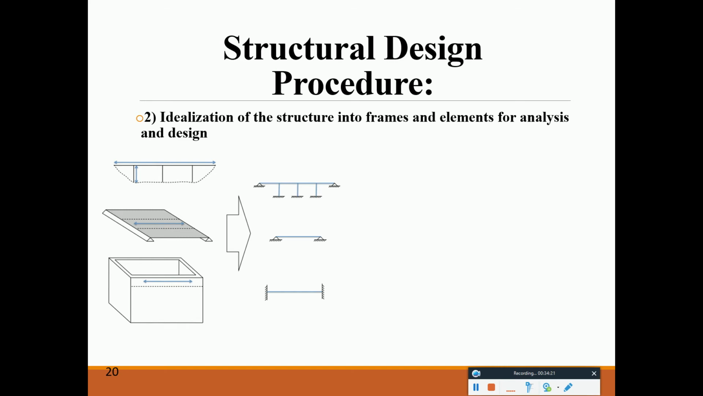After we finish learning about the different types of drawings, the second step is to know the concept of idealization, where we are trying to draw the free body diagram of the elements. So for example, we can see that we are having a beam which is supported, let's say, by a column.